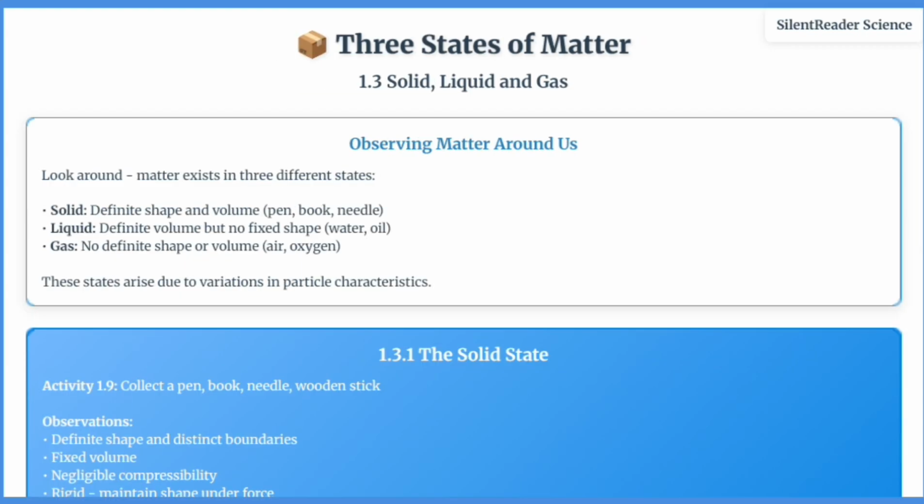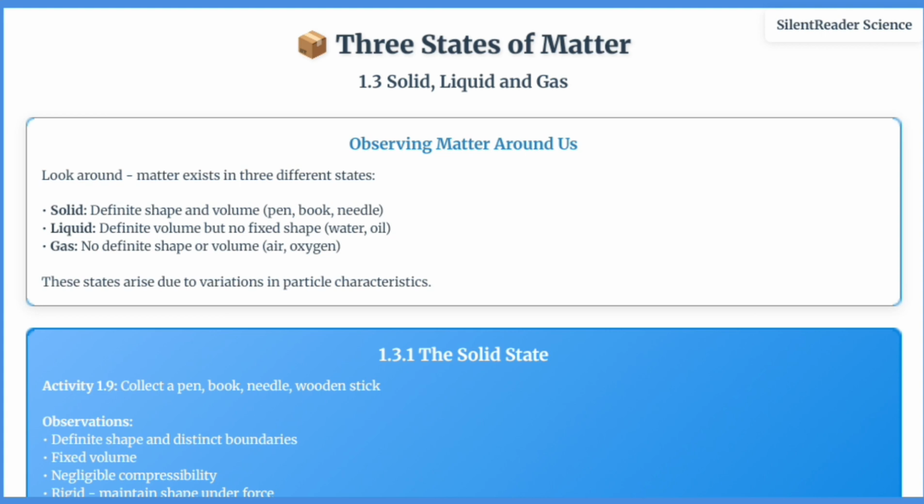Now let's explore the three states of matter that we encounter every day. Solids have definite shape and volume, like your pen, book, or a wooden stick. They're rigid and maintain their shape under force. Liquids have definite volume but no fixed shape, like water, oil, or milk. They take the shape of their container and can flow. Gases have neither definite shape nor definite volume, like the air around us. They fill any container completely and are highly compressible.